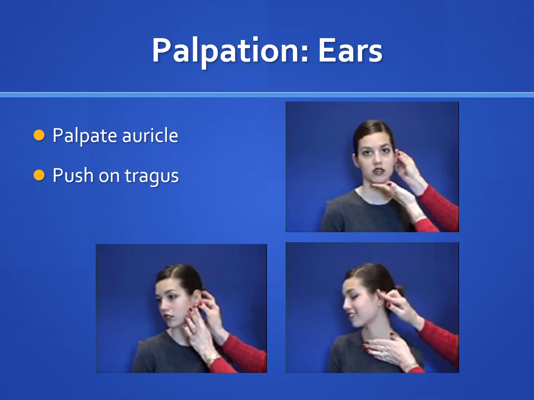We also want to push on the tragus, and when we're pushing on the tragus, pain is not normal, and this is highly suggestive of otitis externa, also known as swimmer's ear. We can also gently pull the auricle up and back in adults. Any pain with movement of the ear would also support external ear canal inflammation.